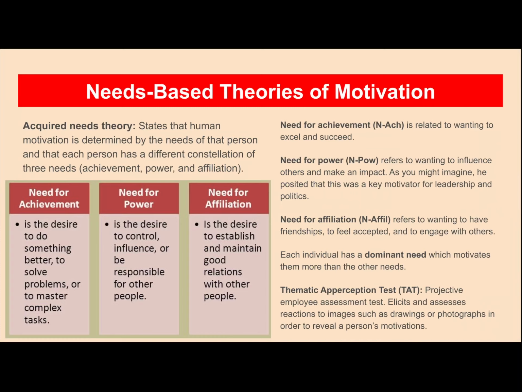All right, on to the last needs-based theory, which is my favorite one, mostly because it has a lot of scientific support behind it. This one's called the acquired needs theory. I'll read you the definition. The acquired needs theory states that human motivation is determined by the needs of that person, and that each person has a different constellation of these three needs.